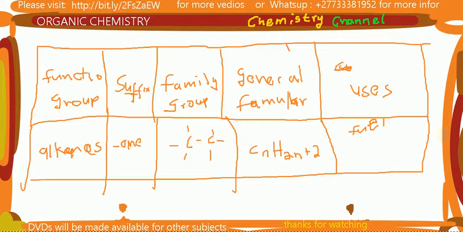As you can see, this one is saturated because it has a single bond. This one has a double bond, and this one a triple bond. They are unsaturated. This one has a higher reactivity, and this one low reactivity.